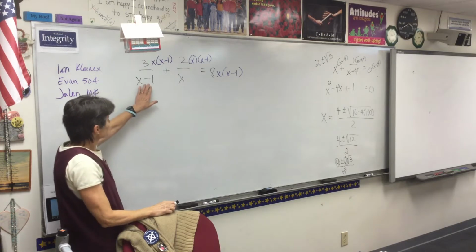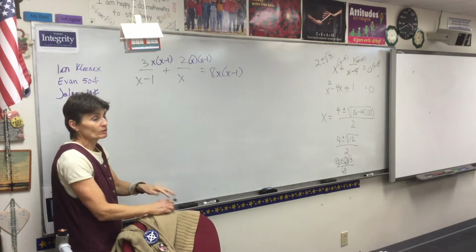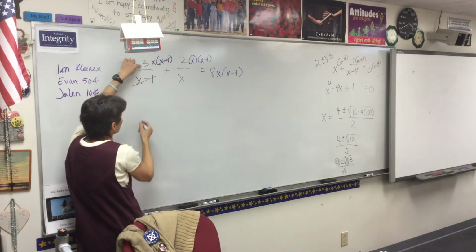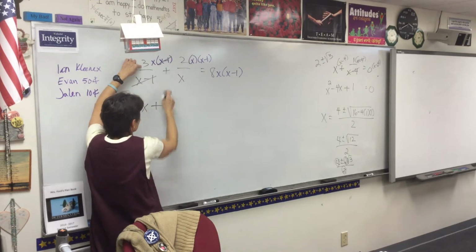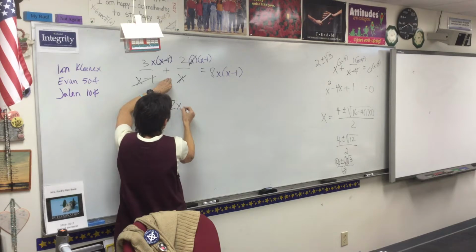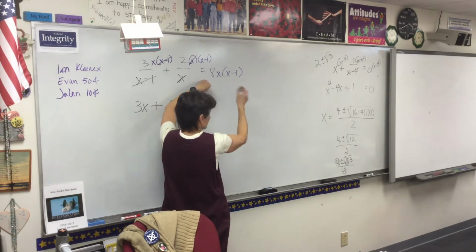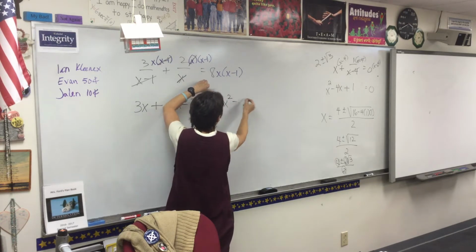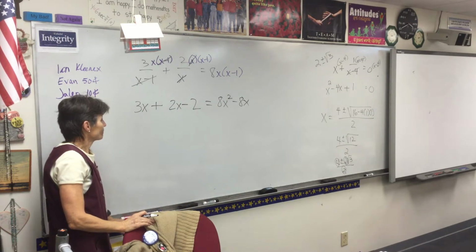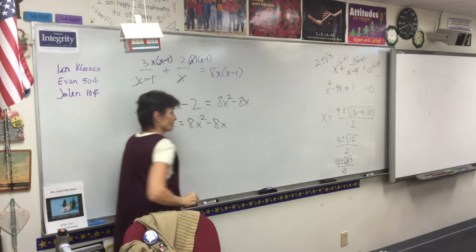So one denominator was x minus 1, one denominator was x. My goal is to cancel them both out, so I got to multiply by both of them. Now the x minus 1's will cancel, leaving me with 3x plus. Now the x's are going to cancel. 2x minus 2 equal to, nothing cancels, so I have to keep it all, 8x squared minus 8x. So I have 5x minus 2 equals 8x squared minus 8x.